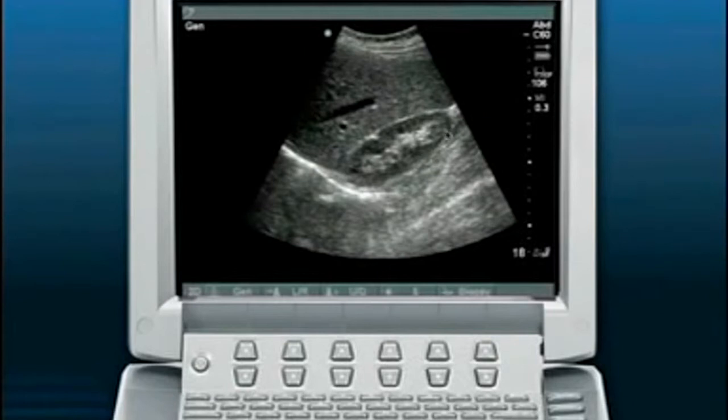This is Morrison's pouch here. This is the reflection of the kidney and the liver. Here's the diaphragm over here. And this says gen, or general mode.